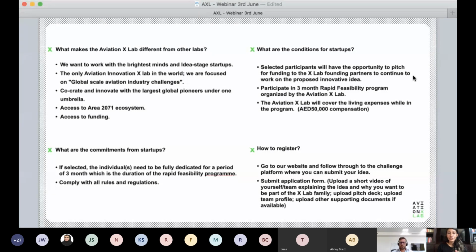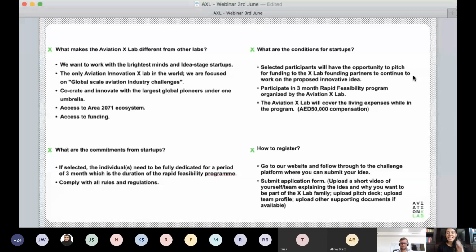And now a couple of conditions for the startup. One of the things that we've been getting quite a lot of questions about is the logistical aspect of it. Like I mentioned, the Aviation X Lab will cover all of these costs, but it will depend on the number of participants you have as part of your team. If it's just one person who's joining, then it's going to be 50,000 AED. I'm really bad at math, but I think that's around $13,000 for the 3 months when you're in Dubai. And if you're 2 or more members, that goes up to 75,000. Don't worry about noting these down, because we'll send you all of this information with the currency conversions if you want as well.